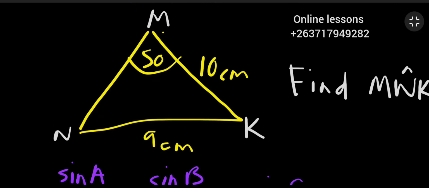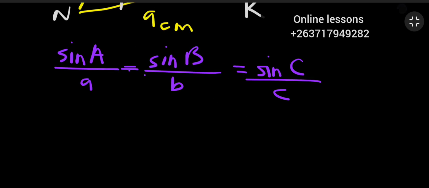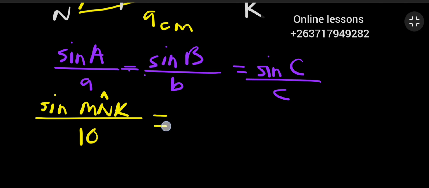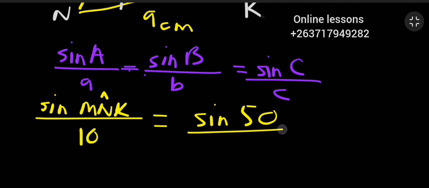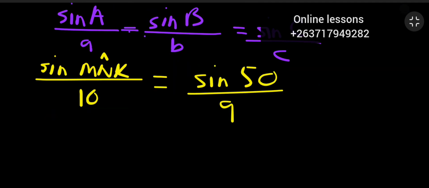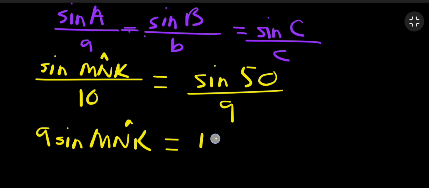And here we want to find angle M and K, so we want to find this angle. So we're going to take sine M and K over 10, which is equal to sine 50 over 9. Then you cross multiply. So 9 sine M and K is equal to 10 sine 50.